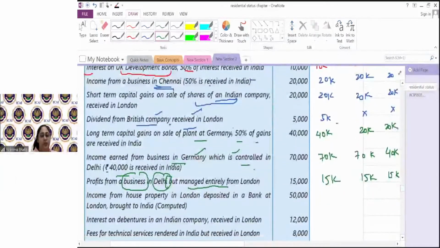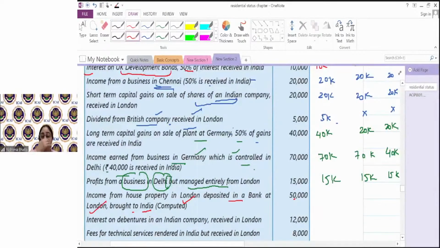Now let's move to the next part. Income from house property in London, deposited in a bank at London, brought to India. Computed मतलब आपको कुछ कंप्यूट करने की जरूरत नहीं है. इनकम कहाँ हो रहा है? लंदन में. Deposited in London, accrued outside India, received outside India.